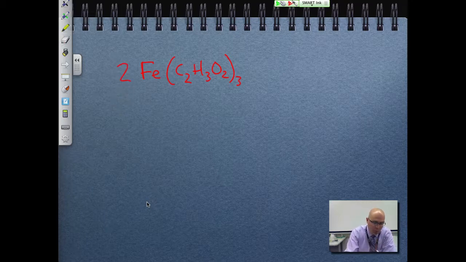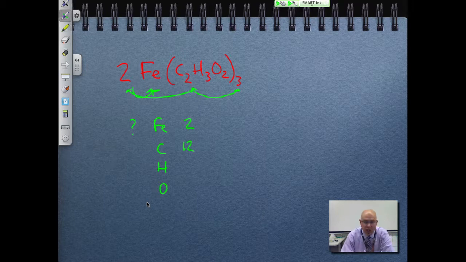Okay, so we should be able to figure out how many irons, how many carbons, how many hydrogens, and how many oxygens. Well, this 3 does not distribute to the iron because the 3 only goes to the parentheses, but I do have a 2 in front, so I have 2 irons. Now I need to do some distribution. 3 times 2 is 6, but again I have that 2 in front, so I have 12 carbons. I have 3 times 3 is 9, times that 2 I would have 18 hydrogens, and 3 times 2 is 6, times that 2 is 12 oxygens.